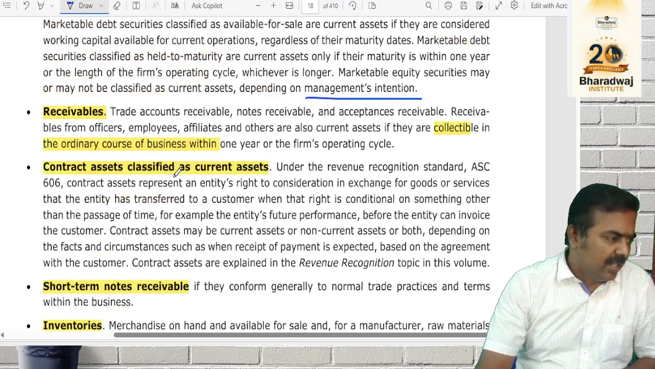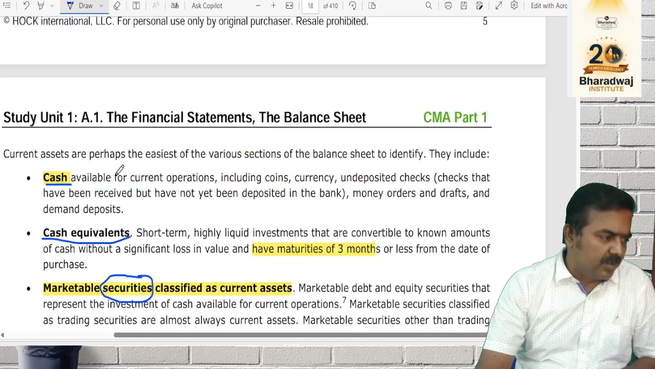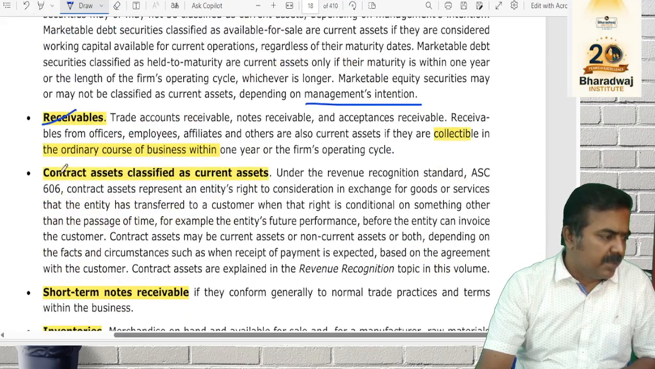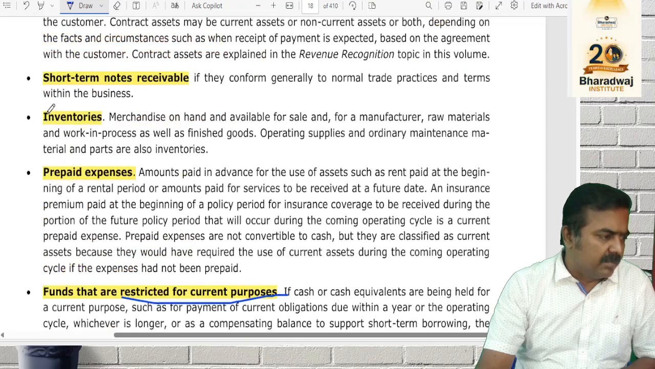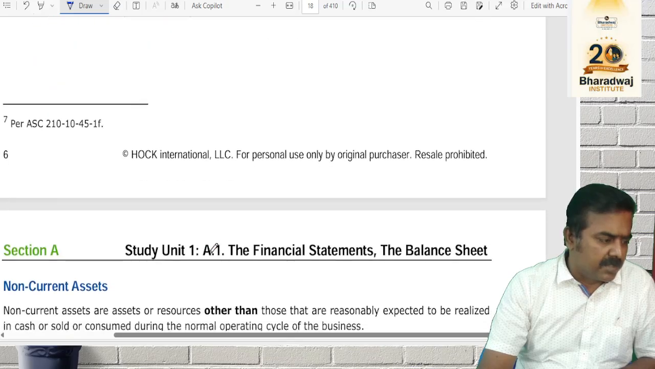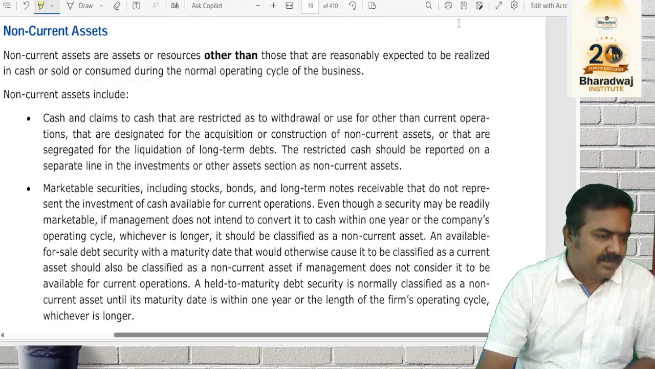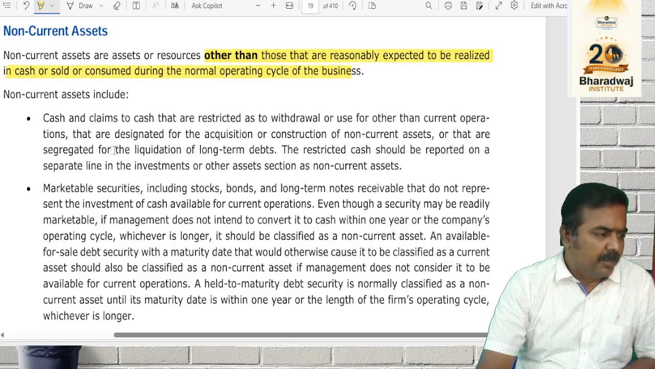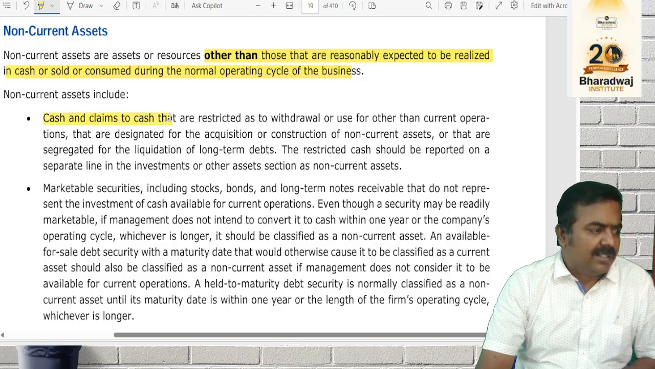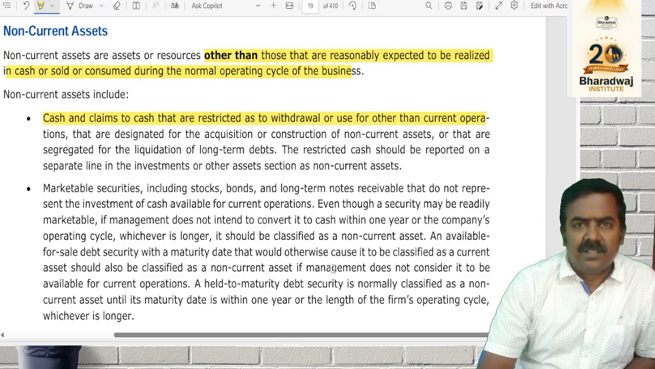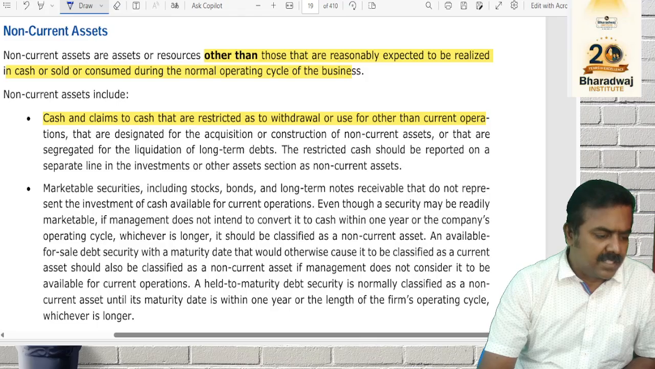Current asset. So from this, current assets are convertible into cash within what? One operating cycle. Cash, cash equivalents, marketable securities, receivables, contract assets, then short-term notes receivable like bills receivable, inventory, prepaid expenses, funds that are used for current purposes. So what are non-current assets? Beyond one operating cycle. This is what we had seen. Restricted cash is not part of which one? Current asset. That is part of which one? Non-current asset.